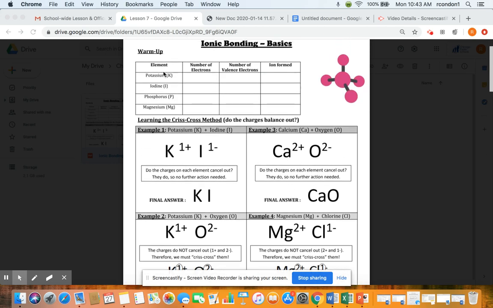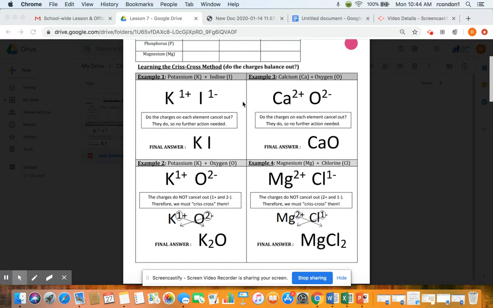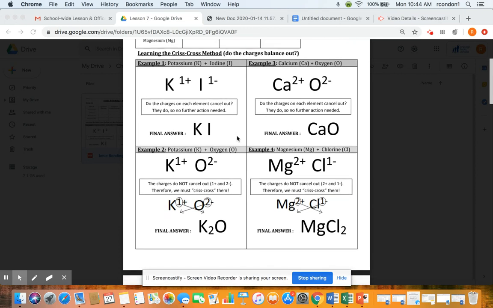Alright, so we just figured out how to determine the number of valence electrons in a given element and then what ion it's going to form. So now I'm going to teach you how to write the actual formula using this neat method called the crisscross method. And this is thinking about what ions these atoms are going to form and what ratio they need to be bonded together by to give the whole ionic compound a neutral charge, right?